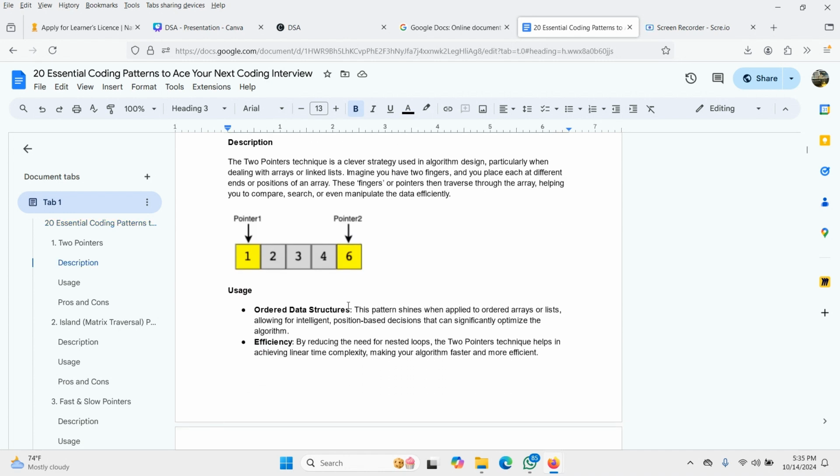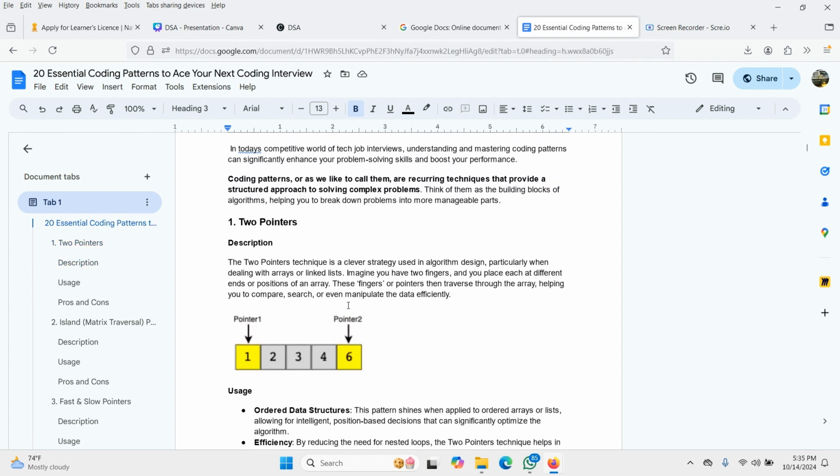So the first pattern is the two pointer pattern. The two pointer pattern is a very famous and very common pattern. We generally use it when we have to find the sum in an array, or find duplicates. You can find it in the two sum or three sum problems, and the most common design pattern used there is two pointer. The two pointer technique is a clever strategy used in algorithm design.